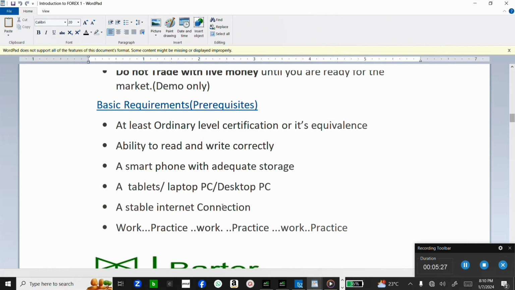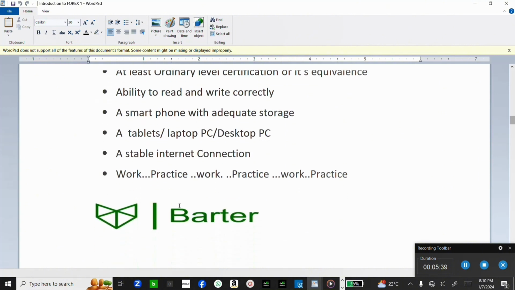It would be good to have a broader screen to learn, but for some of you who do not have laptops or desktops, I will teach you how you can still use your phones to trade. Do not worry. You need to have a stable internet connection, of course. The foreign exchange market is carried online, so if you don't have connection, how are you going to learn? And then you need to work, you need to practice. Like any other skill set, if you study, you don't work, and you don't practice, you just wasted your time. So I'm going to require a lot of work from you.